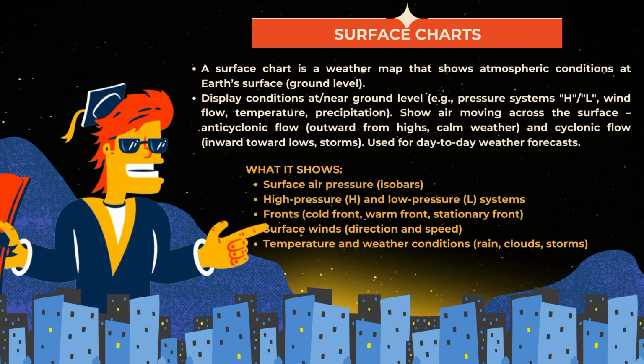atmosphere. In the surface charts, we'll see the letters H and L. H means high pressure and L means low pressure. Low pressure areas usually bring cloudy skies, rain, or storms. And regions or areas with high pressure usually bring clear and calm weather. That is why surface charts are the charts that are used by meteorologists to forecast daily weather.